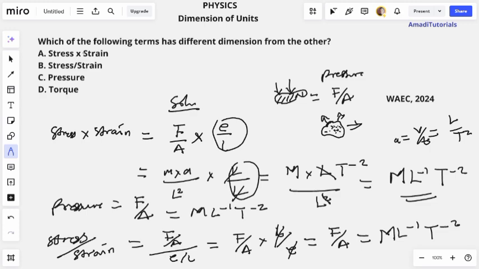So A, B, and C have the same dimensional unit. So without even bothering further, I would say that torque, D, is the answer. Which of the following terms has different dimension from the other? D will have a different dimension. However, let me just find the dimensional unit for torque.